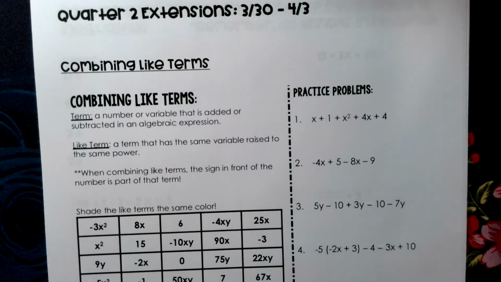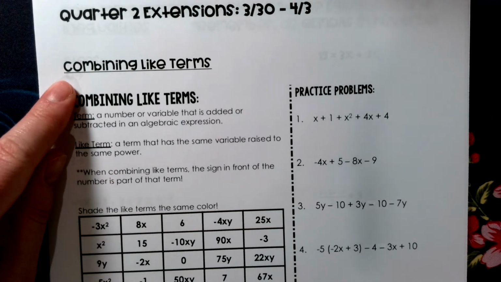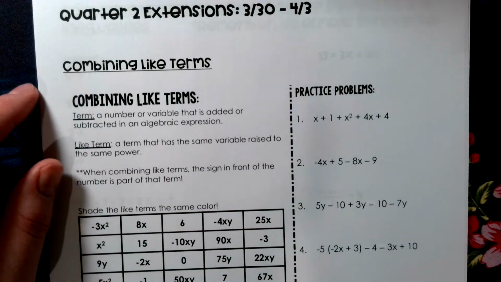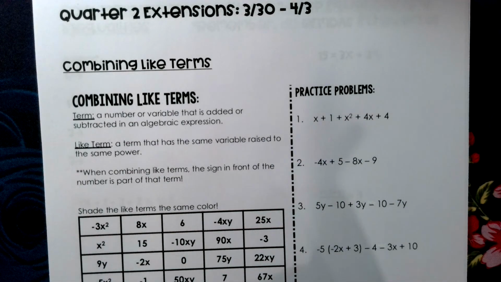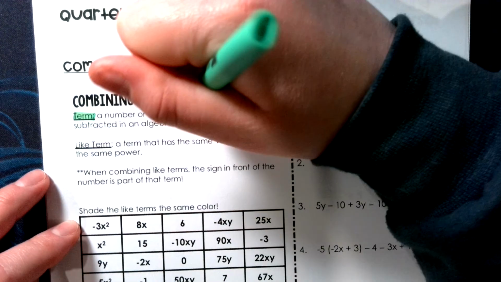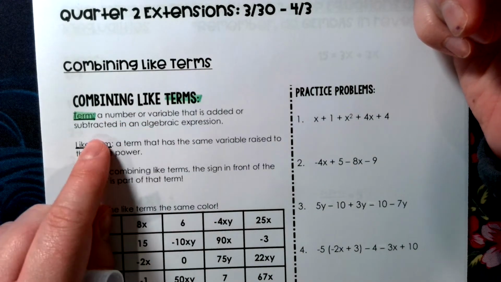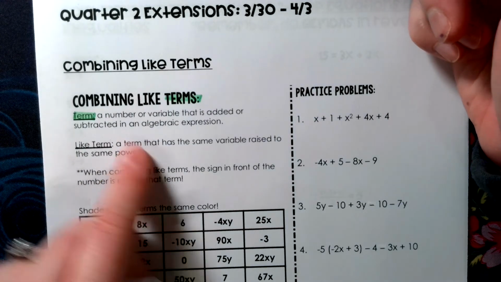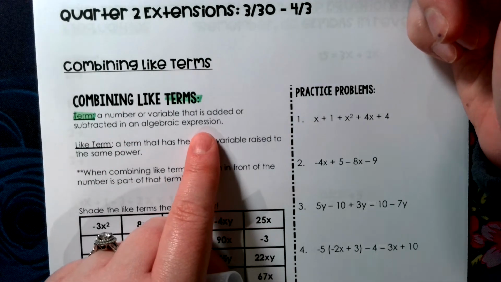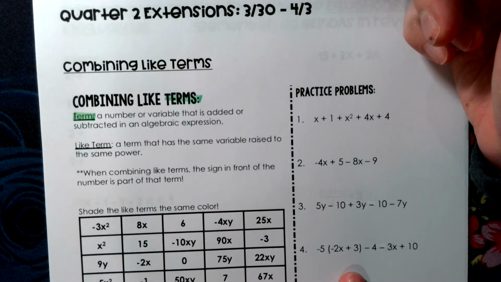So the first activity that we're going to be doing is combining like terms. First we need to figure out what that word means. The word term means that we have a number or a variable that is added or subtracted in an algebraic expression. Remember, an expression has no equations, no inequality signs, no equal signs. We see just add, subtract, multiply, divide, that's it.